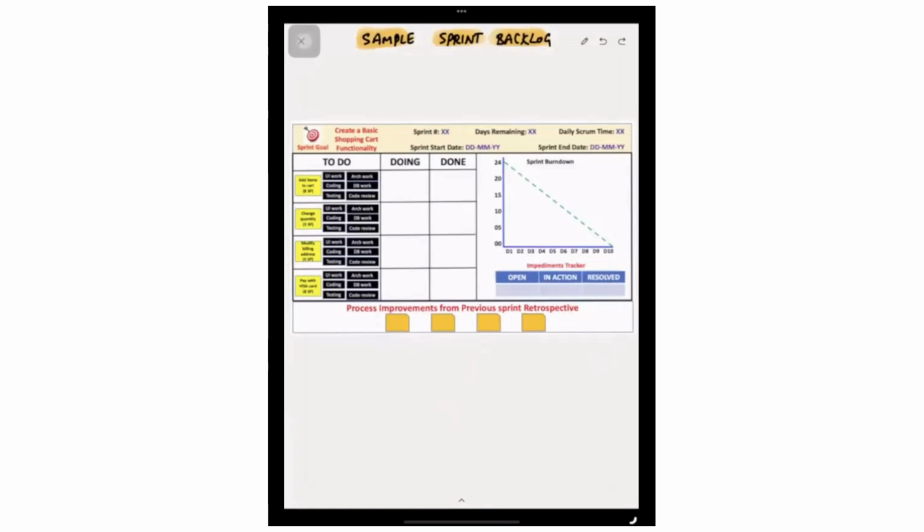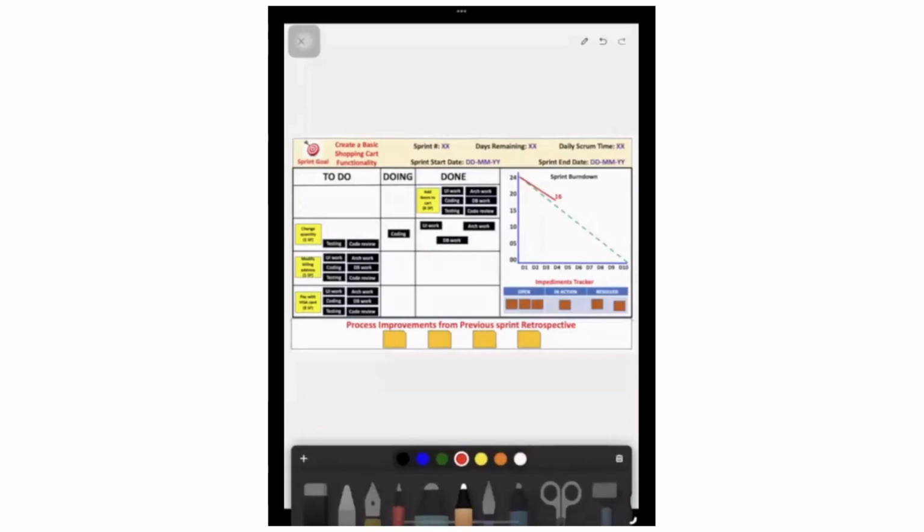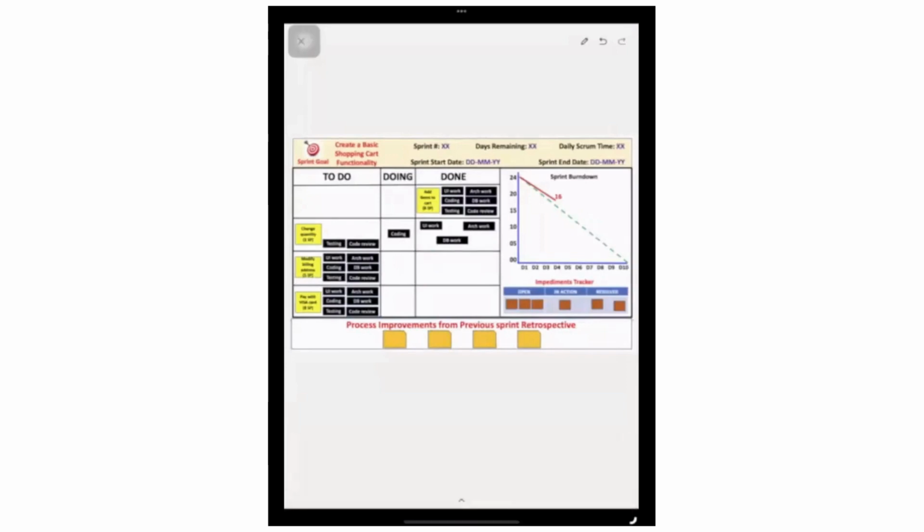So after a few days, currently these are all blank because as of now, the sprint planning has just completed. So they have planned the work, but they did not start the work. If you look at this screen, you can see a sample sprint backlog after a couple of days of work, maybe 3 to 4 days of work.